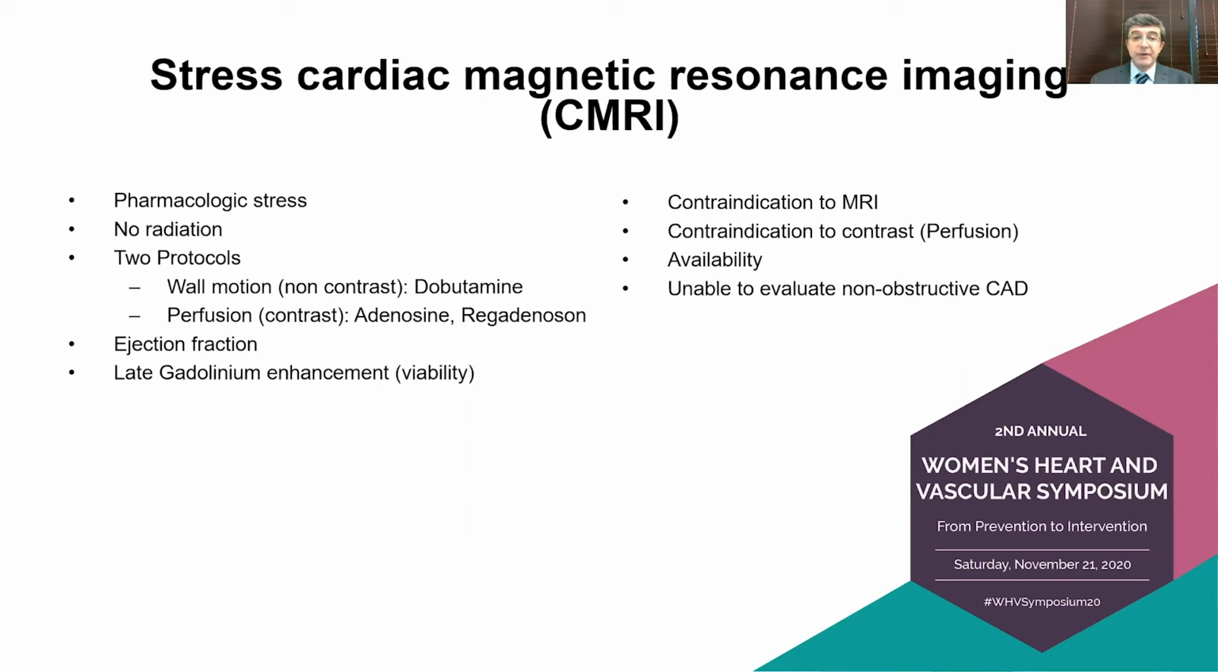It will give us ejection fraction information. It will give us some tissue evaluation, like late gadolinium enhancement. So those are very good evaluations of the heart. The problem that we have is if the patient has a contraindication to MRI, that is a limitation. Also if the patient has any contraindication to using contrast. The other problem is availability. We know that it's only certain centers that are doing stress MRI. And again, it does not give us any information about non-obstructive coronary artery disease.